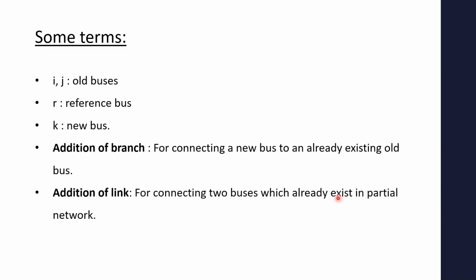Some terminology: I and J are the old buses, R is the reference bus, K is the new bus. Now, what is addition of a branch and addition of a link? First, we see what a branch means. A branch means when a new bus is connected to an already existing bus. That is a branch. And what is a link? A link is a link between two old buses, which means two buses which already exist in the partial network. That is known as a link. We'll understand the concept of branch and link further when we proceed with the example.